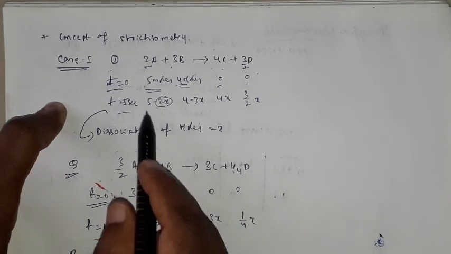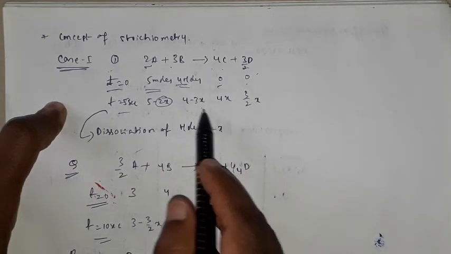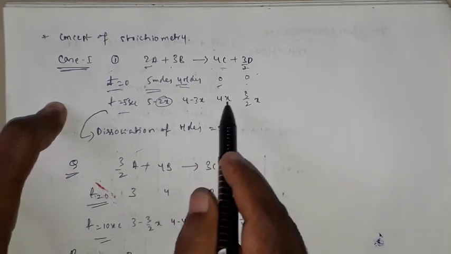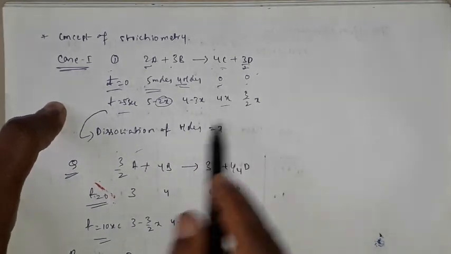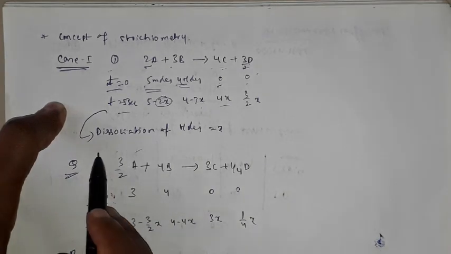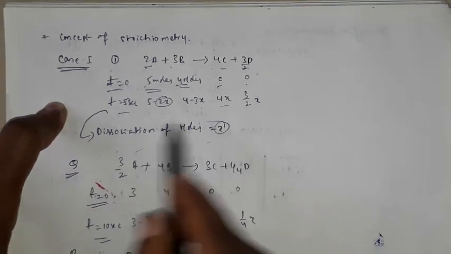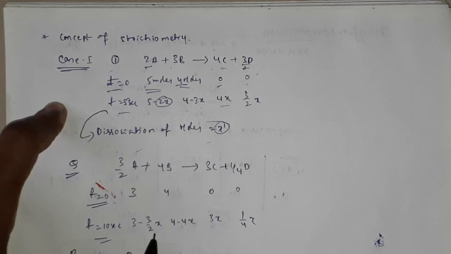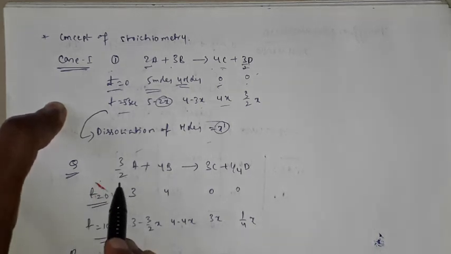You can just consider 5 minus 2x and 4 minus 3x, and formed C is 4x and formed D is 3 by 2x. Next, dissociation moles. Here x is what? The number of moles dissociated. Similar to that, another equation I am going to discuss.